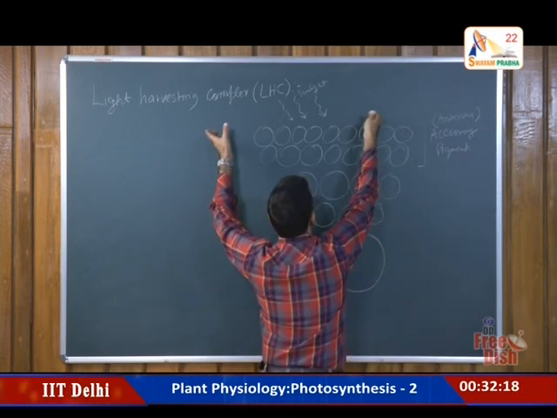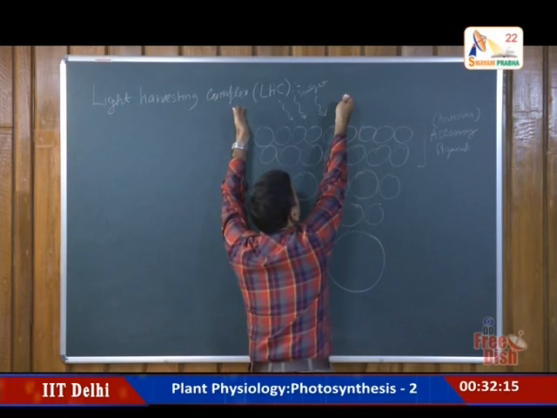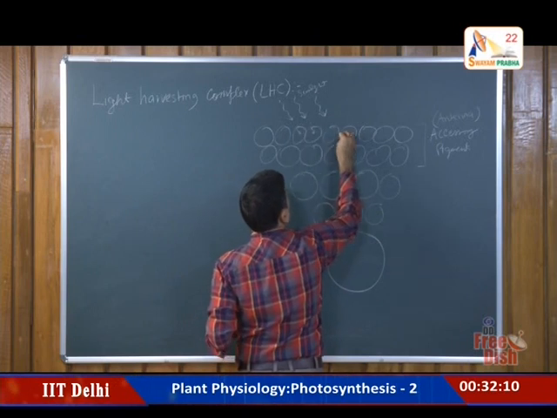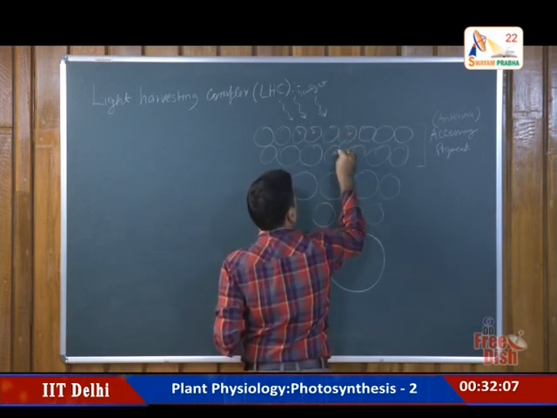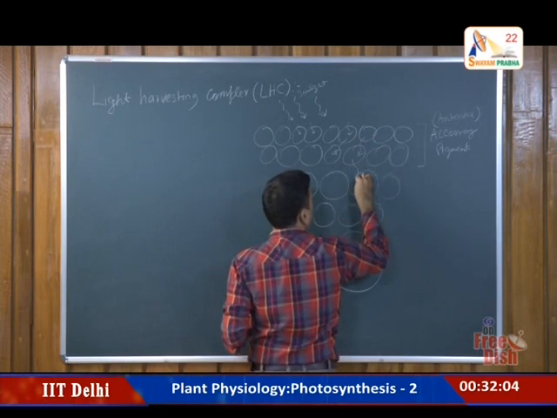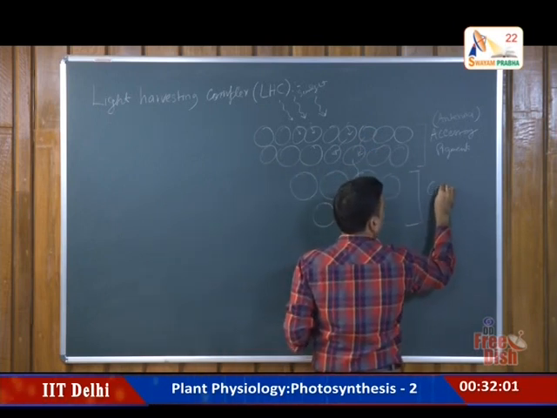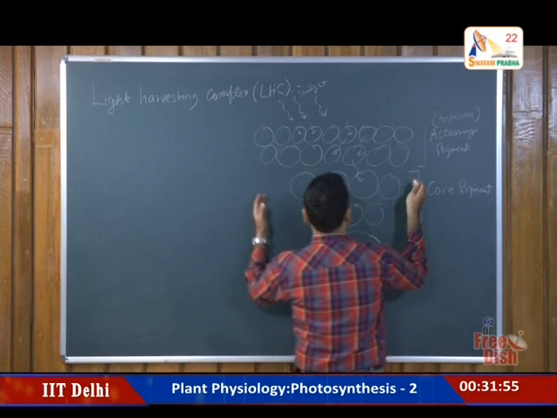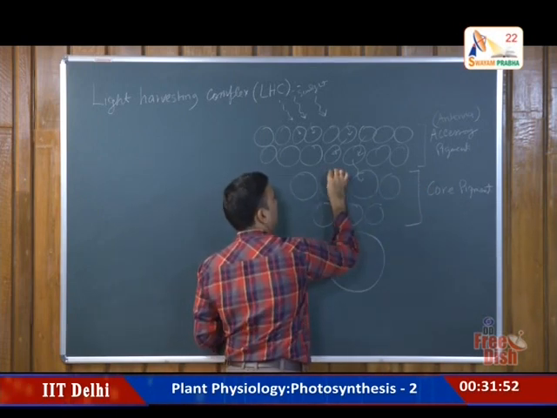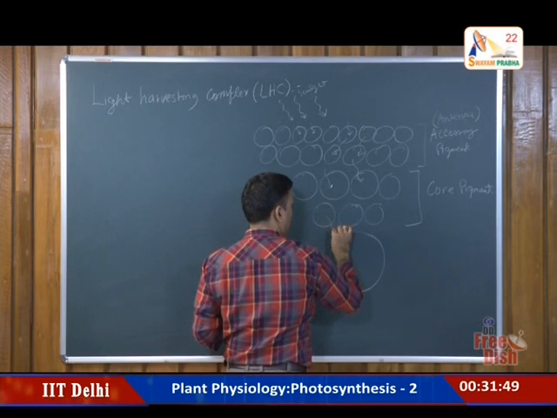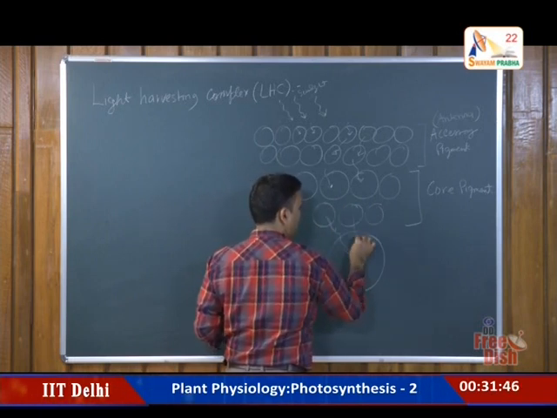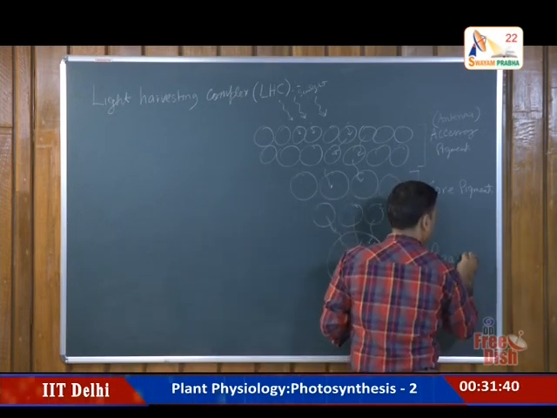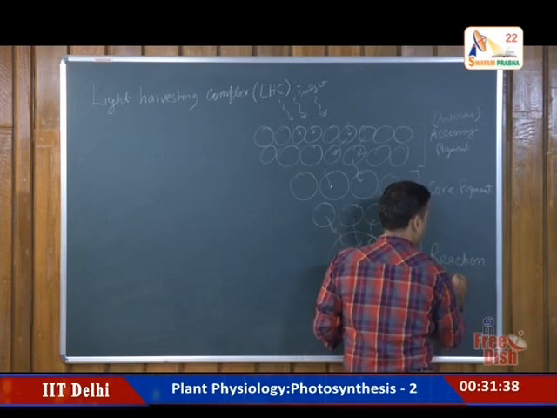The antenna's job is to receive the primary light from the sun, take up this energy, and then transfer it to the core molecules. So, these are the core pigments. These core pigments receive this energy, and ultimately they are going to transfer it to the photo center or the reaction center.